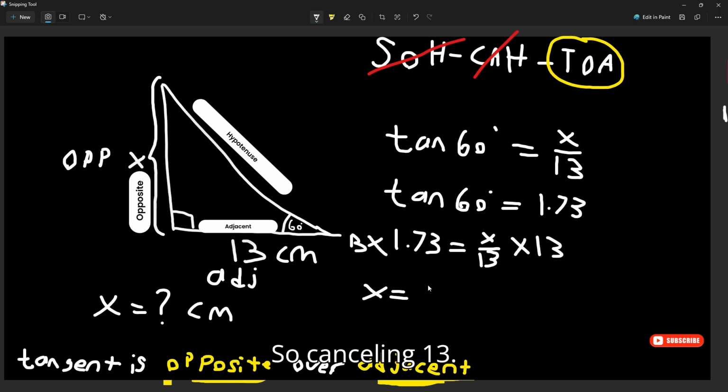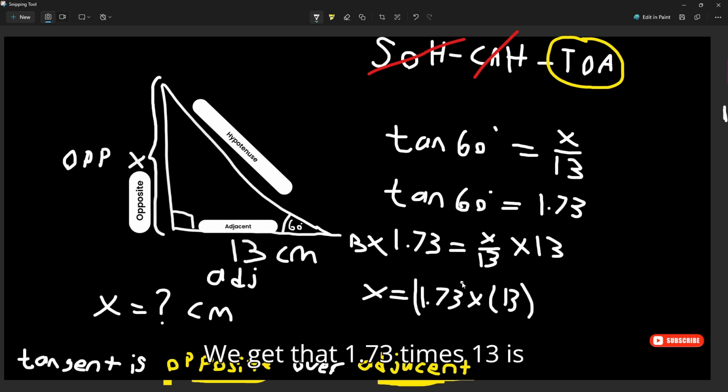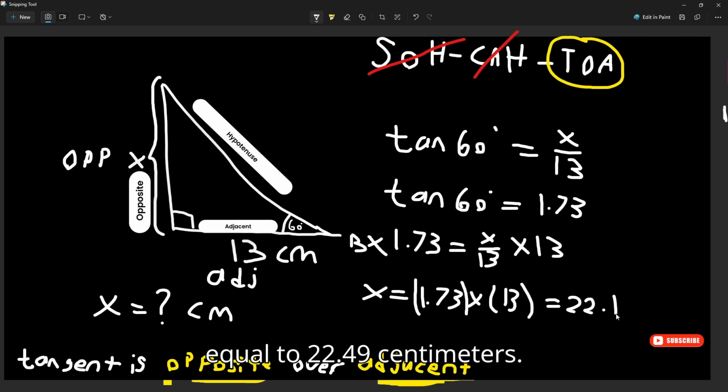So canceling 13, we get that 1.73 times 13 is equal to 22.49 centimeters.